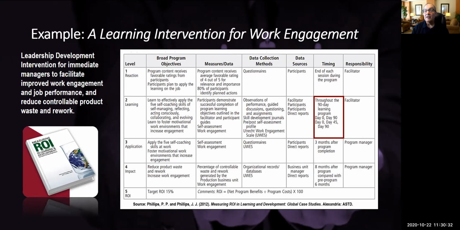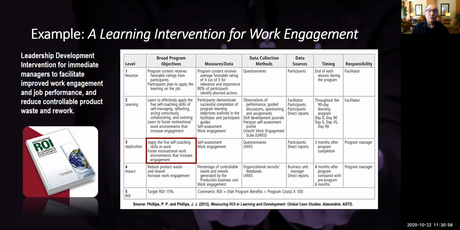Timing, when do you do it? You collect the data throughout the 90-day learning program, at day 0, day 90, day 0, day 45, day 90. And these are a little bit different, but they're good. They're right on target. Facilitator is responsible for collecting that data.